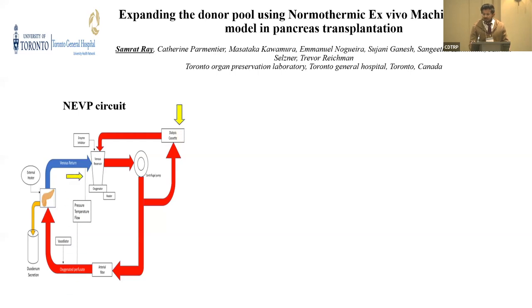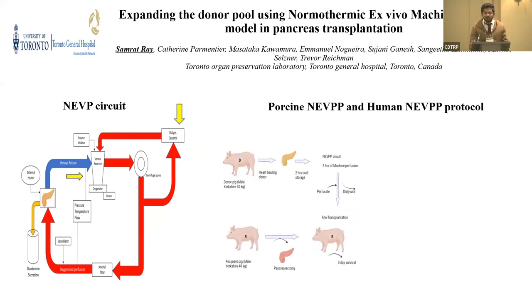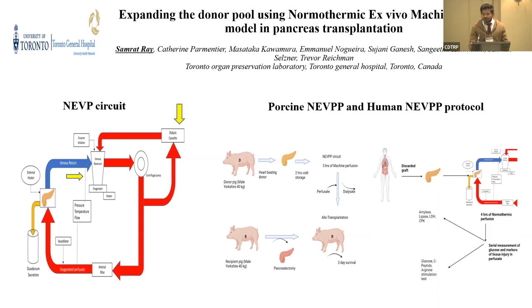Using this circuit, we tried a survival model in the porcine grafts, wherein from the donor pig, we extracted the pancreas; the donor pancreatectomy was done. It was subjected to 2 hours of cold storage, after which 3 hours of normothermic perfusion using the circuit shown here, and subsequently allotransplanted into the recipient pig who had been pancreatectomized, with a 3-day survival model being followed. Similarly, in discarded human grafts, we attempted the same thing, wherein we put the pancreas in the chamber for 4 hours and assessed the various biochemical markers in the perfusate.